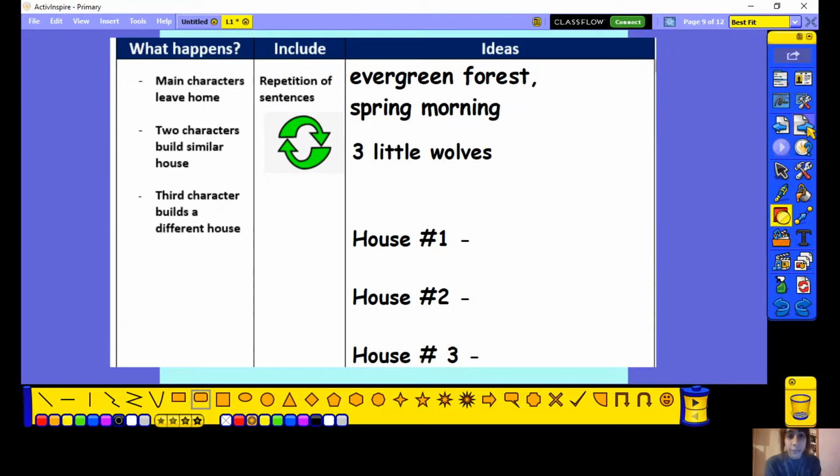So for mine, I have got the evergreen forest. I think that was a really nice opener. And I think I'm going to say a spring morning is when the three little wolves are going to leave. Now you can see I have written about my main character leaving home, and then I need two characters to build a similar house. So I've numbered house 1 and number 2, and then house number 3. So I'm going to leave that for a second because I'm just going to write the first few sentences.